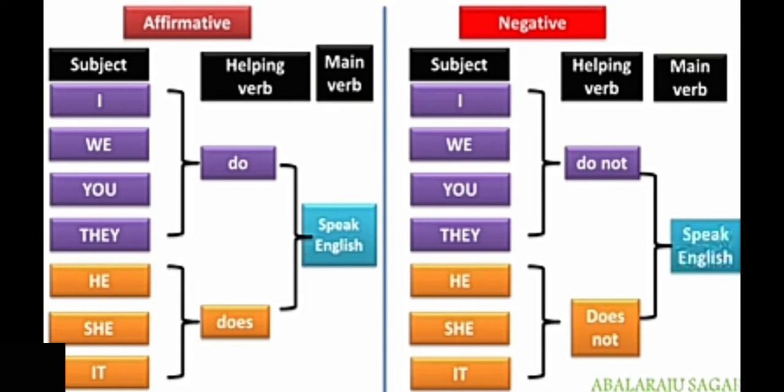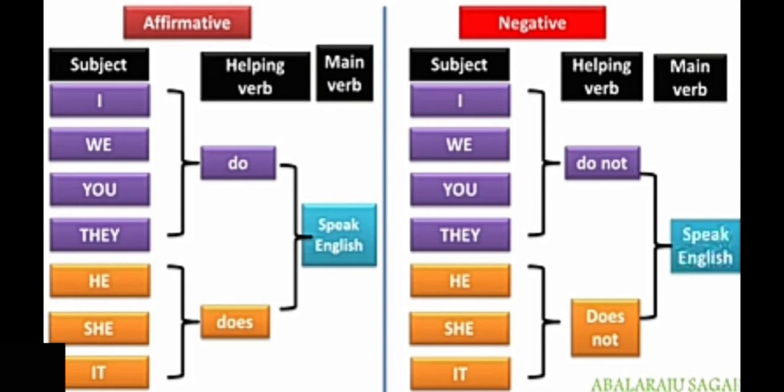But while using third person singular, he, she, it, we should use s or es or ies at the end of the verb. He speaks English. It is not speak, it is speaks. She speaks English. It speaks English. Right? In the same manner, the rule will be applicable for other verbs also.